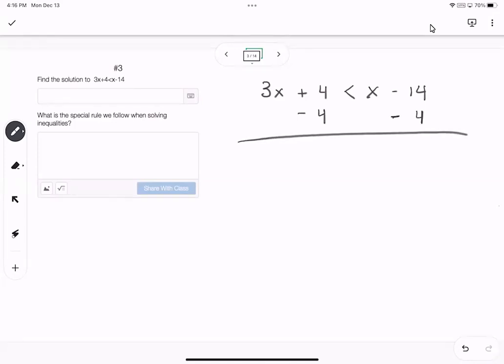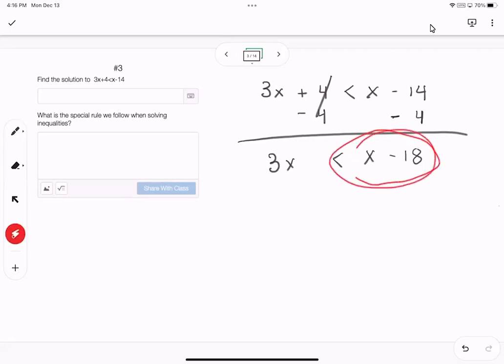Either way is fine. So if you subtract 4, you're going to do 3x minus 4 is less than x. Now we have -14 minus 4, and that is -18, making this x minus 18. Now, did I get my variable by itself? Nope. It is still being subtracted by 18. So I need to get that variable by itself.